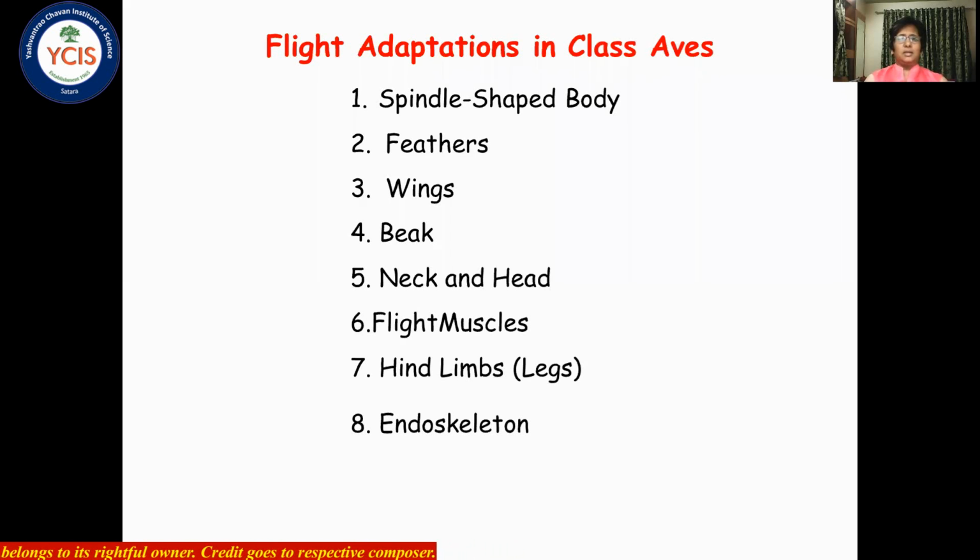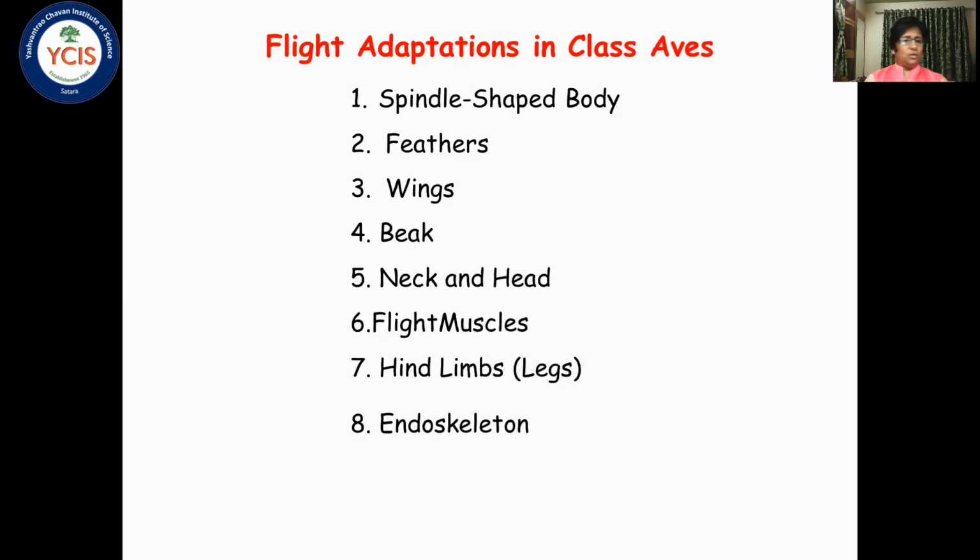First adaptation is the spindle shaped body, which is designed to offer a minimum resistance to wind. Then feathers, which cover all over the body of the bird, provide a passage of air to reduce the friction. They also prevent the loss of heat and help to maintain a constant temperature. Then the third one is wings. The forelimbs are modified into wings, and these wings are useful during flight.